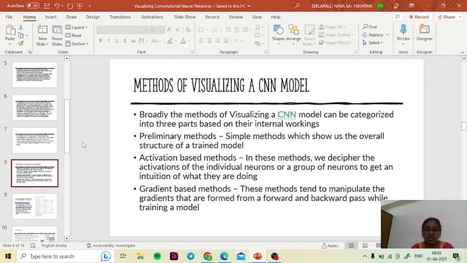First one is preliminary methods. Simple methods which show us the overall structure of a trained model. It's nothing but visualizing the overall architecture of a model that we have trained. And second one is activation based methods. In these methods, we discover the activation of an individual neuron or a group of neurons to get an intuition of what they are doing. So we need to know what the model is exactly doing and how it is making the decisions. Third one is gradient based methods. These methods tend to manipulate the gradients that are formed from a forward and backward pass while training a model.